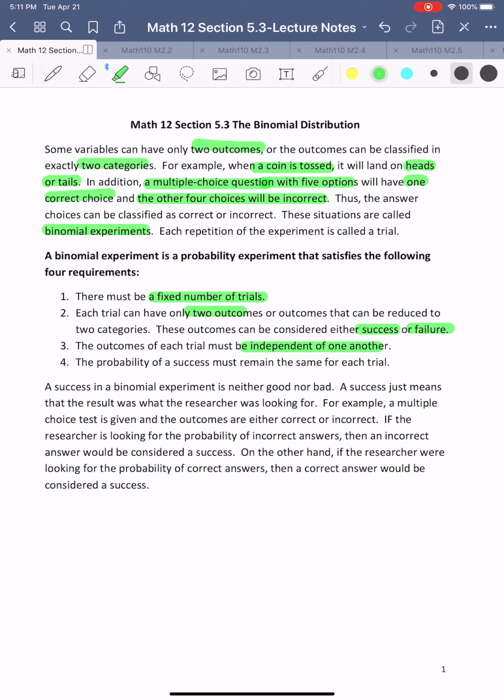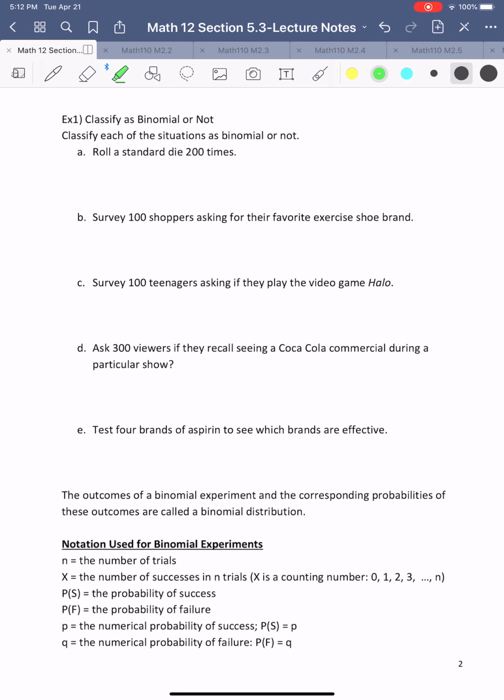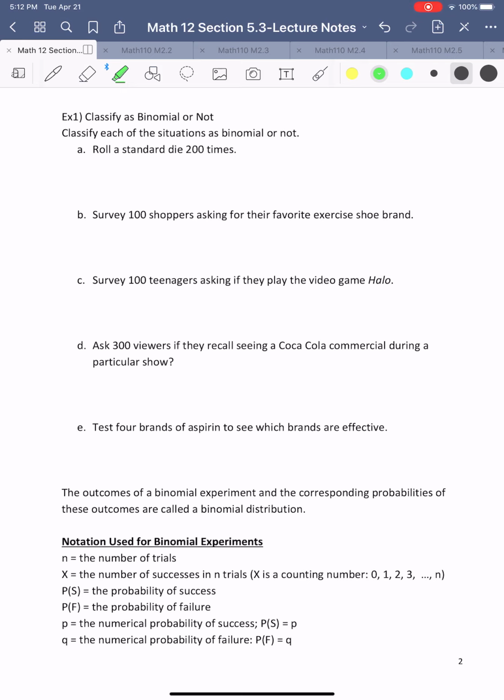A success in a binomial experiment is neither good nor bad; success just means the result was what the researcher was looking for. For example, a multiple choice test is given and the outcomes are either correct or incorrect. If the researcher is looking for the probability of an incorrect answer, that could be the success. If the researcher is looking for the correct answer, then the correct answer will be the success. So it depends on what you consider a success.